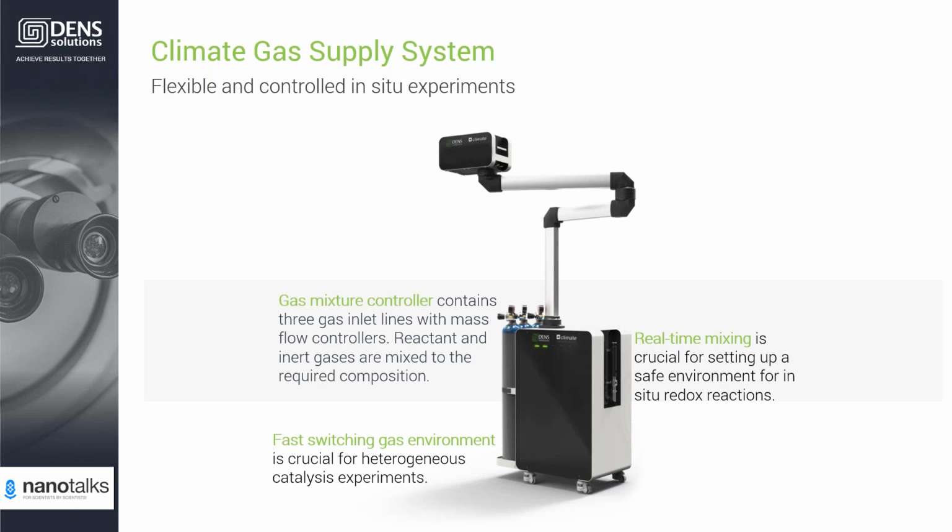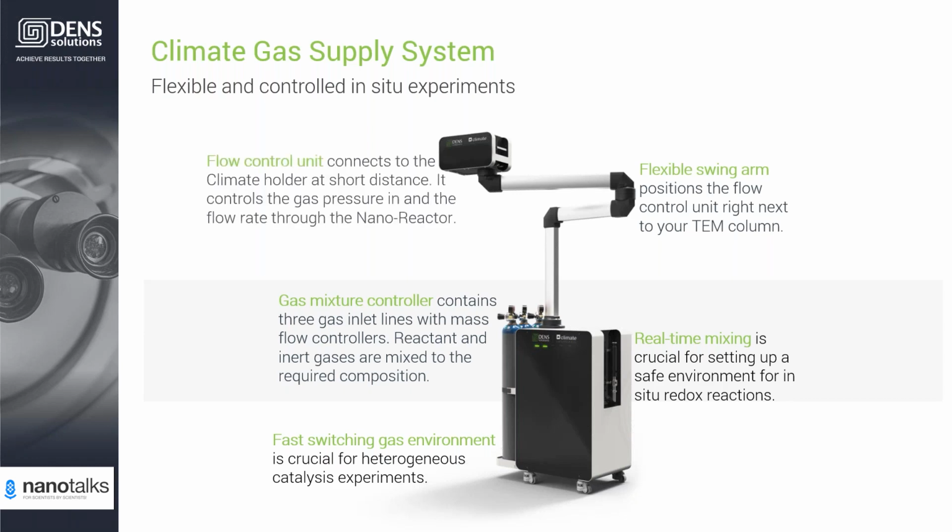And the gas mixture is controlled by 3 mass flow controllers. Each gas in that line has a mass flow controller for accurate control of the gas ratios. Then, of course, we have the flexible swing arm to bring the flow controller unit with the pressure controllers very close to the holder with the nanoreactor.